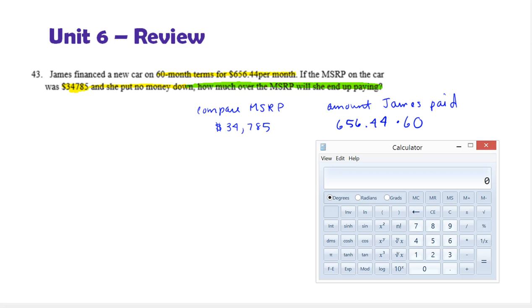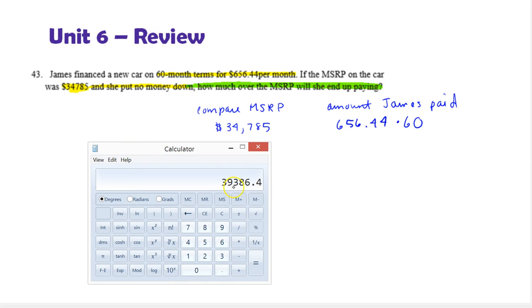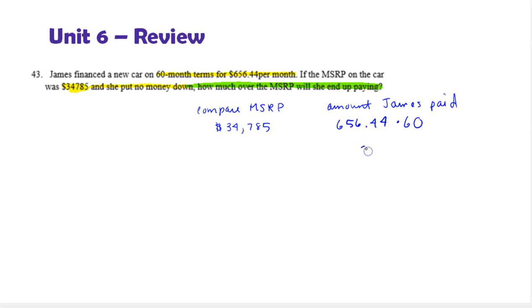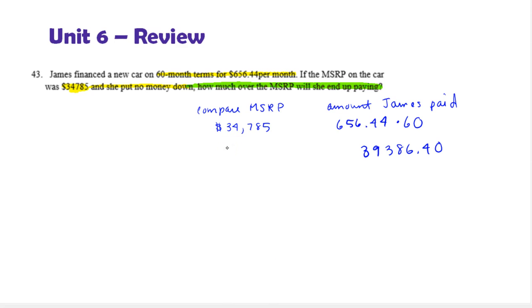Let's get the calculator. So 656.44 times 60. So he paid a total of $39,386.40. Let me just double check that. $39,386.40. Okay. So notice he paid more than the MSRP, and that's what we're trying to find.